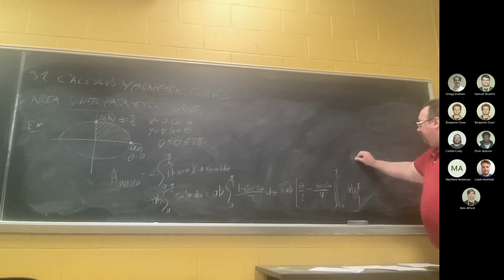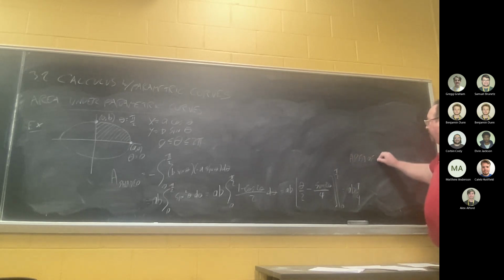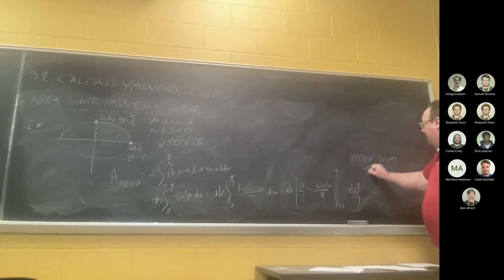So then the area of the entire ellipse is pi ab. It all makes sense because, like I said, if a and b were equal, you'd have a circle of radius being a common value, pi r squared.